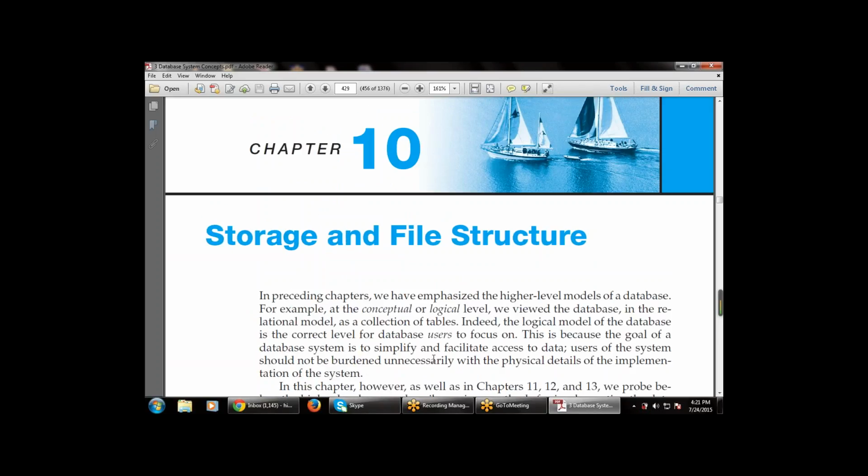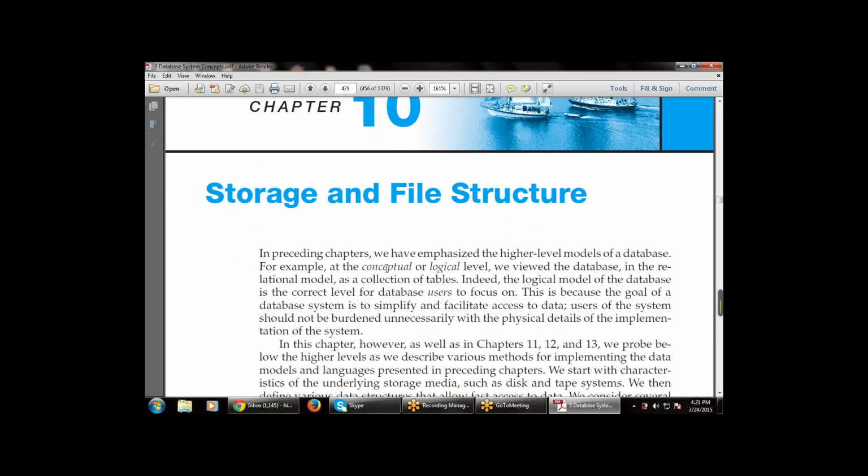And we also started with chapter number 10, the storage and the file structure, that is how to store the data and what the file structure is. In this chapter we will study the various storage devices and the various file structures that are used in the storage devices. In the previous chapter, we viewed the database as a conceptual or logical model, a collection of basic tables. A logical model is the correct level for the user to work on, the correct level by which the user can use the data.